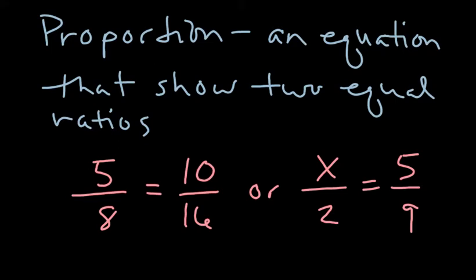Proportion. When you take two ratios and put them together with an equal sign, you're showing that they're equal ratios in an equation. That's a proportion. So, here's a proportion. Okay?